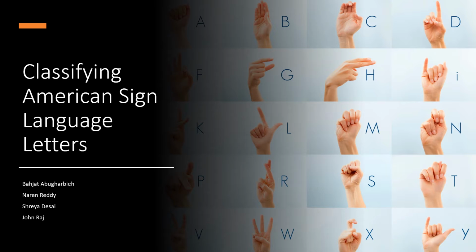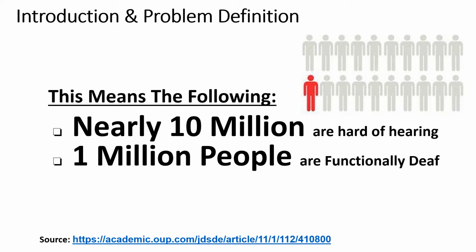and John Raj. Did you know that nearly 10 million people are hard of hearing, or that 1 million people are functionally deaf? This is an insanely huge problem. In fact, statistics show that fewer than 1 in 20 people have hearing issues.